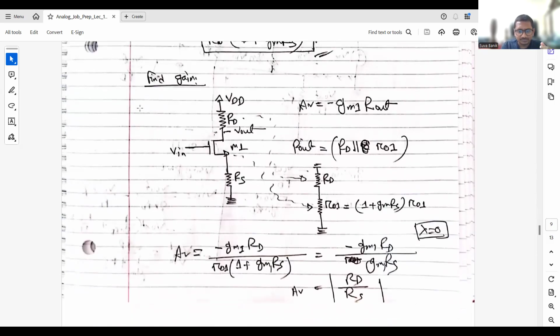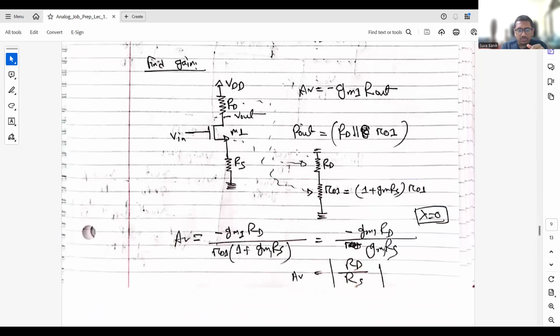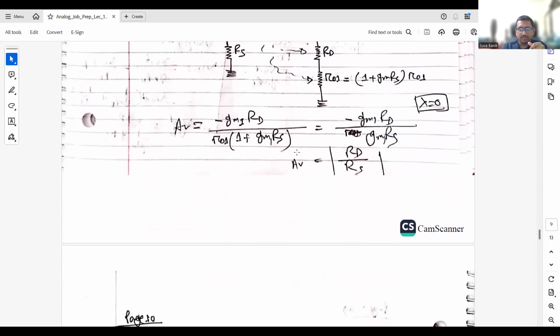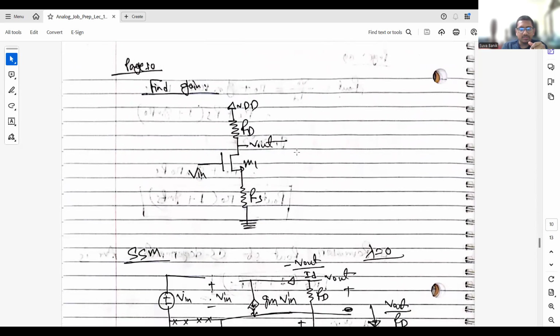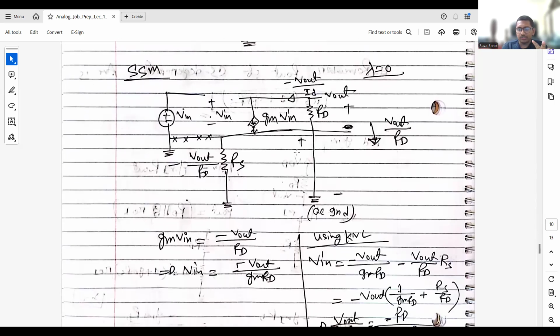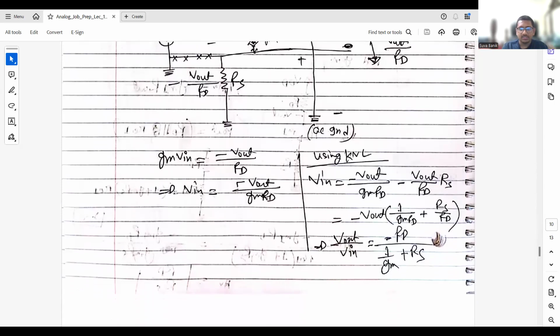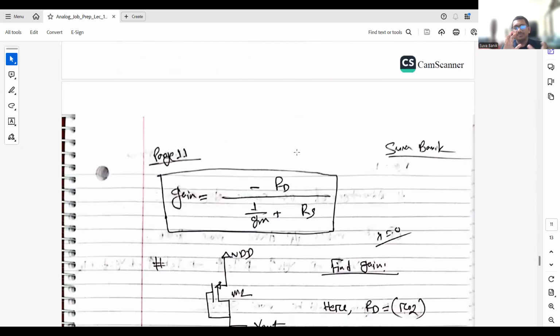Let's say there's a circuit where you need to find its gain. For the first time, it may be hard to remember a complicated formula for source degeneration, so I will show you one simple equation here. This equation is really very powerful. You will find the calculation here. If you are interested, you can pause my video and see the calculation, but I want to jump directly to the output.